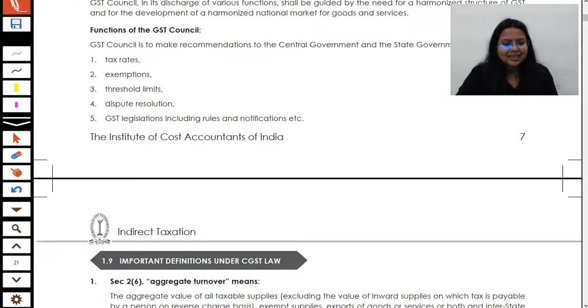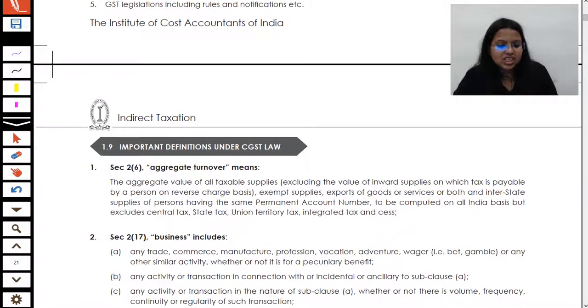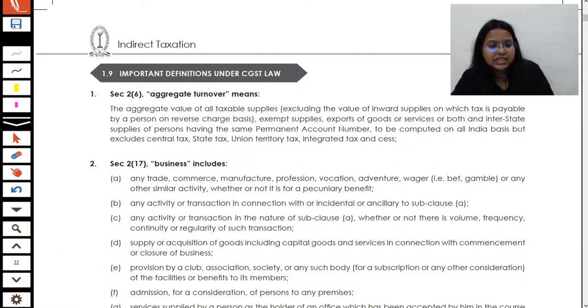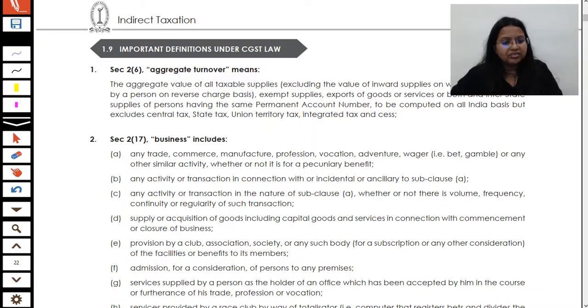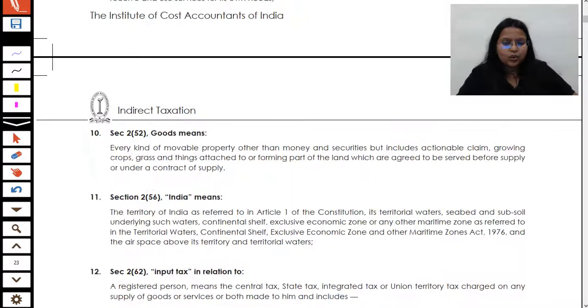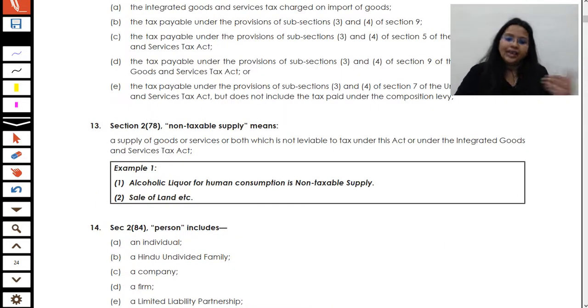Next part is important definitions under CGST law. What we will do in the marathon revision series is, I am not going to read every definition one by one. We have already covered it in our regular batch. Whenever there is a definition that I think we should repeat, we will repeat it with the concept only. If you are doing self-study and have not taken any classes, you can do this if you have time, and then you can ask me your queries.